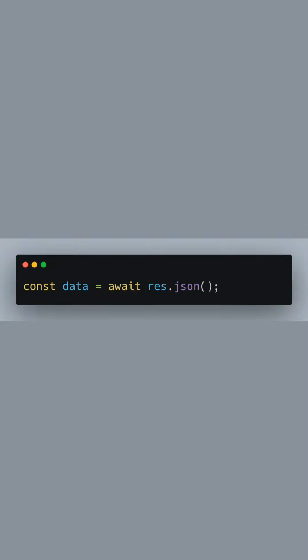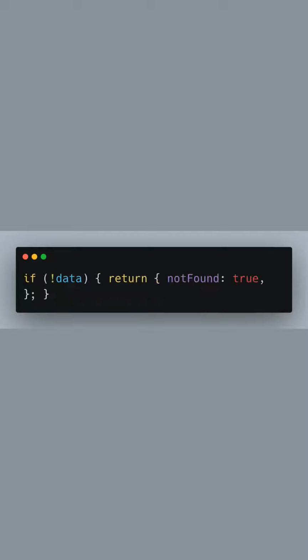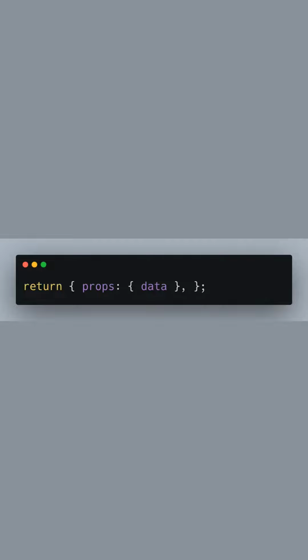Once the promise from fetch is fulfilled, we call the JSON method on the response to parse the JSON from the API's response. We check if there's no data returned from the API. If that's the case, we return an object with a not found property set to true, which Next.js uses to render a 404 page. If we have data, we return it inside an object under the props key.